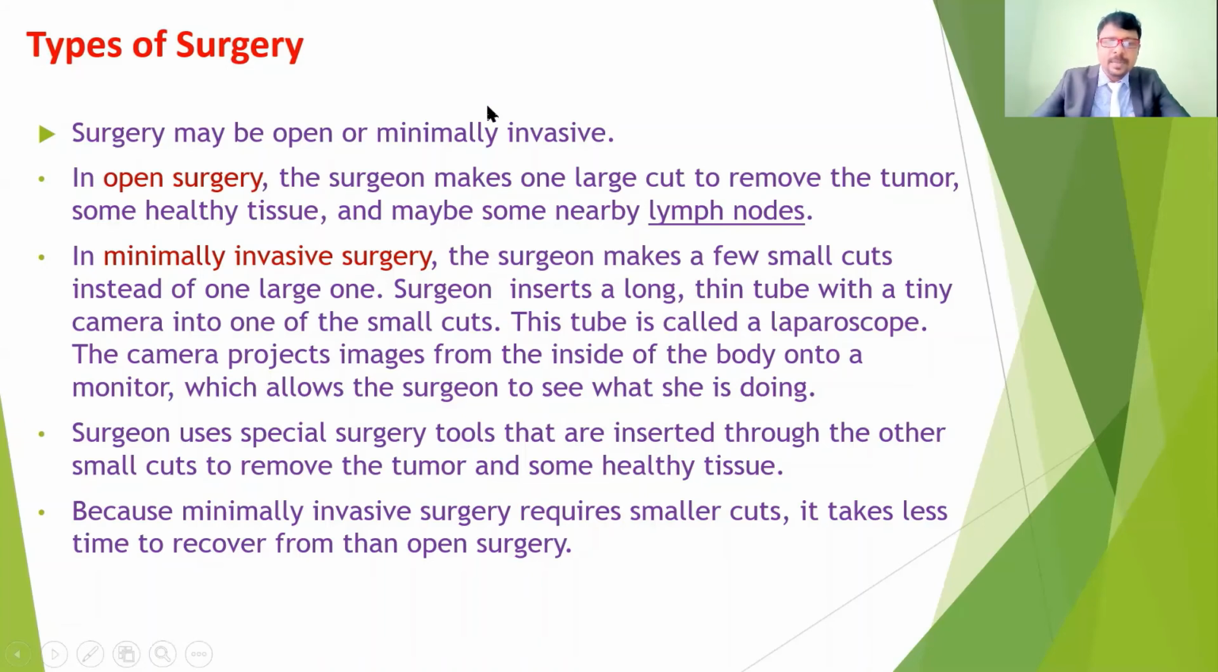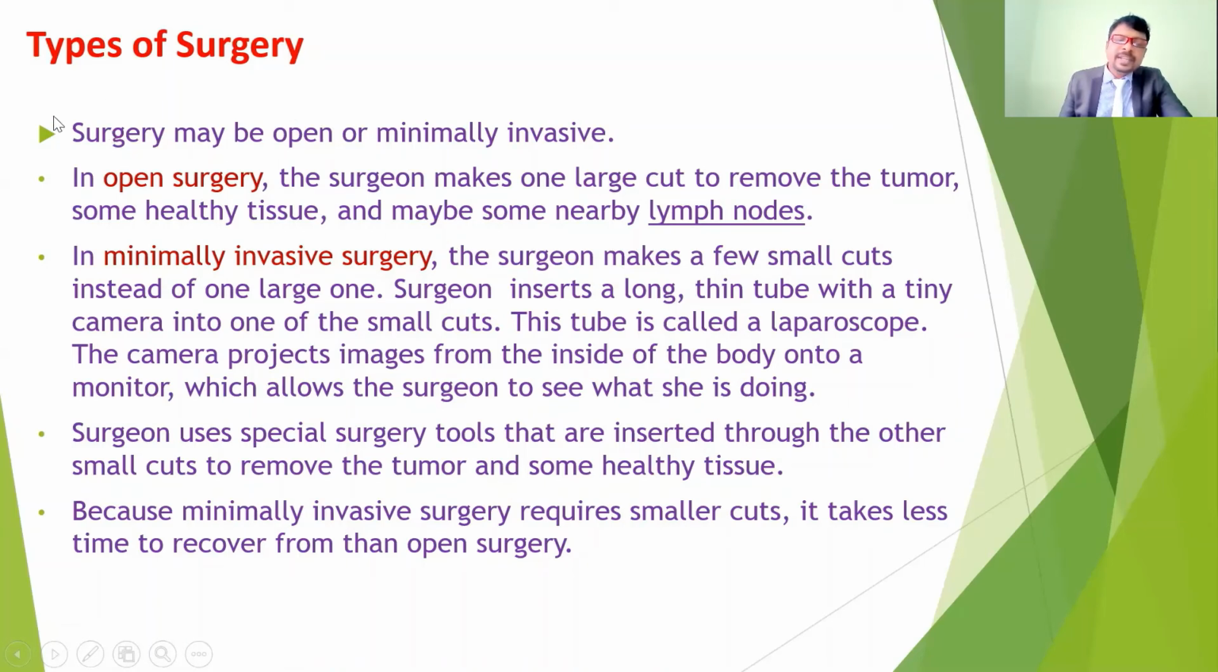So these open surgeries are where the surgeon makes one large cut to remove the tumor, whether it is a benign tumor or a malignant tumor. If the structure is there, surgeons are going to open it up, take it out, and remove the whole structure. Sometimes they also have to take the nearby lymph nodes if there is any lymphatic system involvement. So they remove the lymph nodes together in the case of open surgeries.